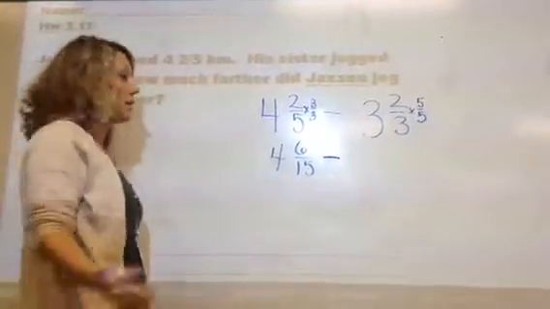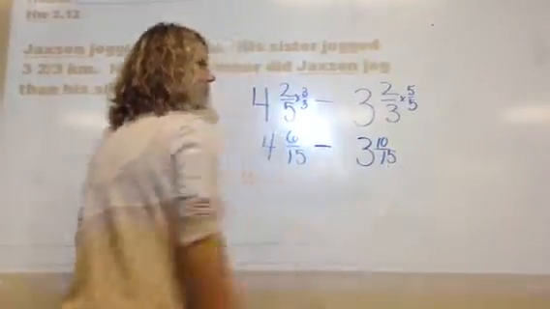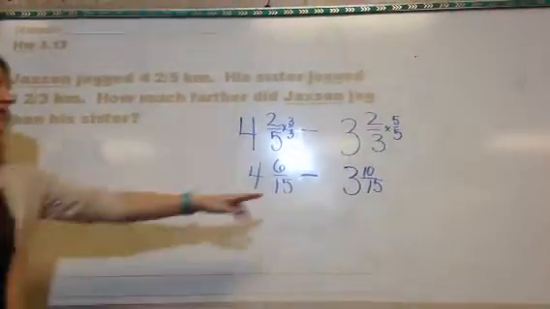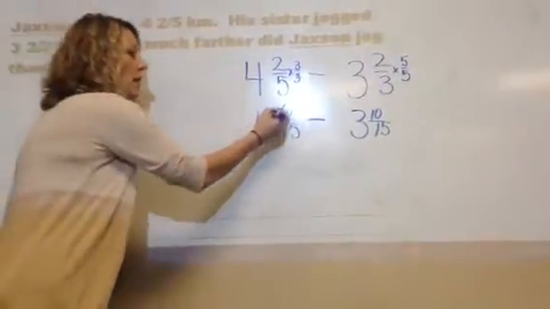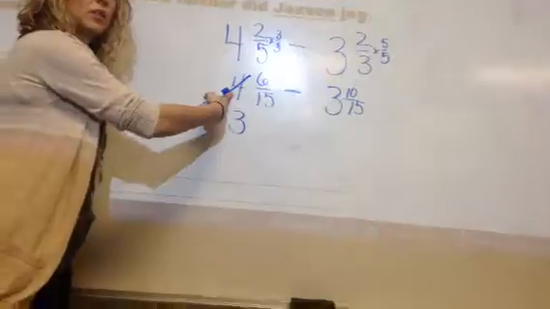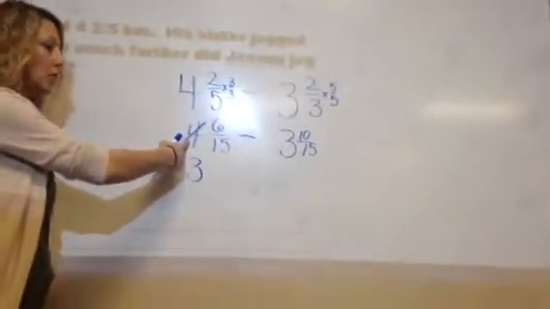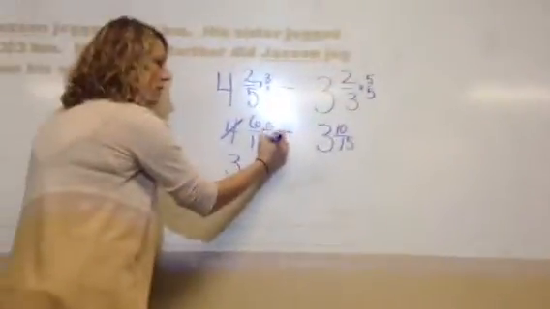3 and 10. Yes. What's our next big fat dilemma? You have to take away 10 from the 6. Y'all are right. We cannot take 10 from 6. We will have to borrow on this one. I'm going to rewrite that 4 as a 3. Guys, what am I going to do with the 1 that I took away from the 4? Plus 15. Yes, we're going to add it to the 6/15. I'm going to rewrite it as 15 15ths.